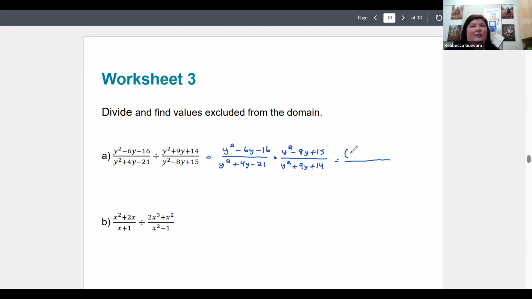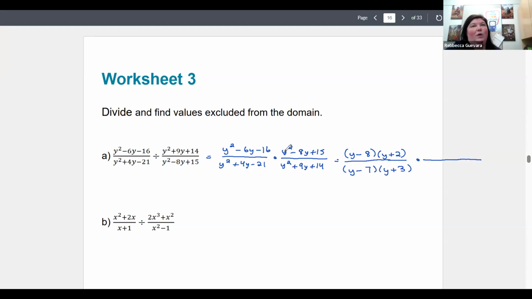So if we factor, two numbers that multiply to give me -16 and add to give me -6, that'd be y minus 8, y plus 2. Those multiply to -16, add to -6. Y squared plus 4y minus 21: we need two numbers that multiply to give me -21, so we're going to have a negative and a positive factor, and then they have to add to give me plus 4. So -7 plus 3.